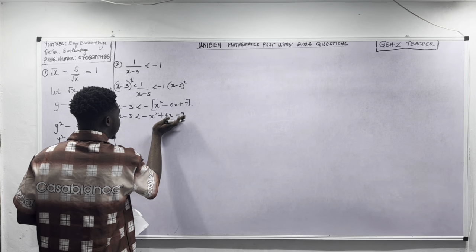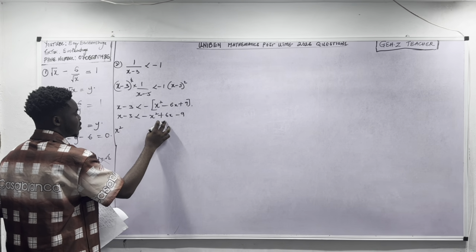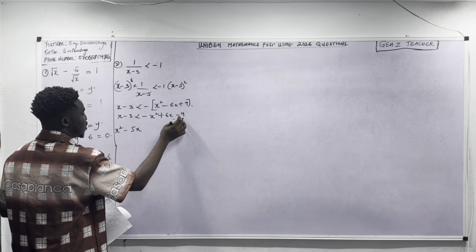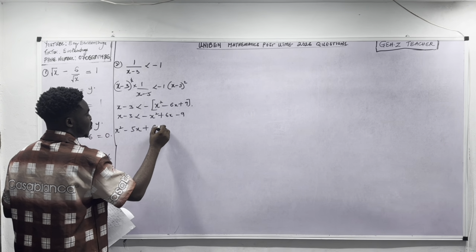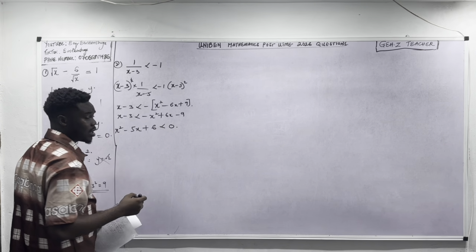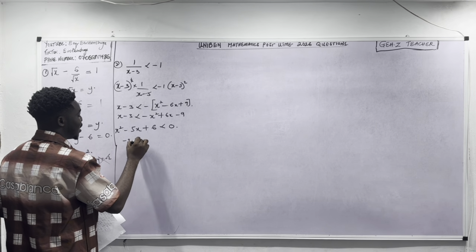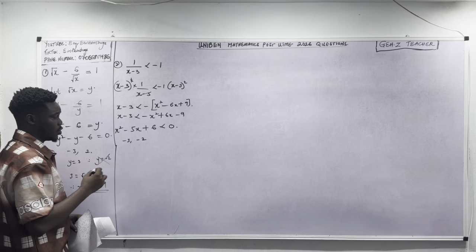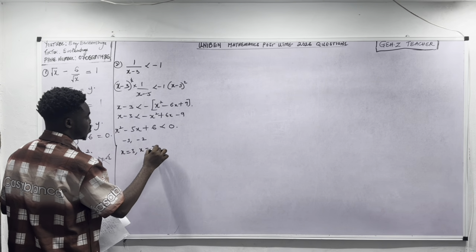So take everything over this way. So we have x squared. Okay, we have x minus 6x, that's minus 5x, and then 9 minus 3, that would be plus 6, less than 0. So what would multiply to get 6, but add to get minus 5? And that should be minus 3 and minus 2. Yeah, so you're going to swap the sign. So x should be equal to 3, or x should be equal to 2.